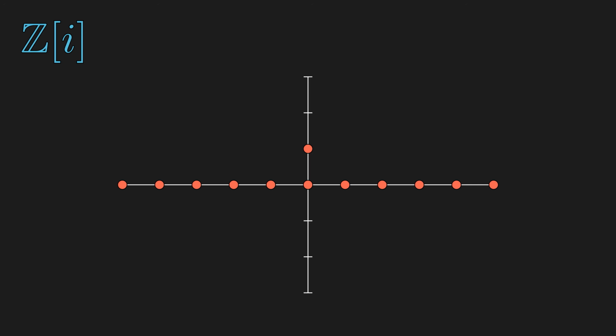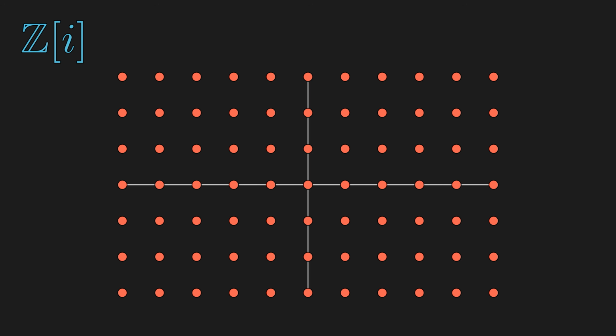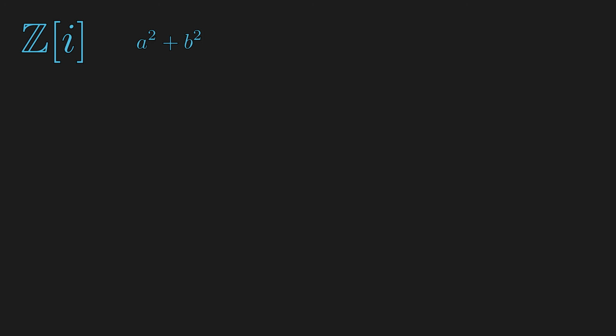Well, no, for a number system to be useful, it needs to be a ring. So we should be able to do 1 plus i, or 2 minus i, and be able to add, subtract, and multiply any two numbers. We call this new number system Z adjoin i, or more commonly the Gaussian integers. And over this new number system, expressions that were not factorable now become factorable.